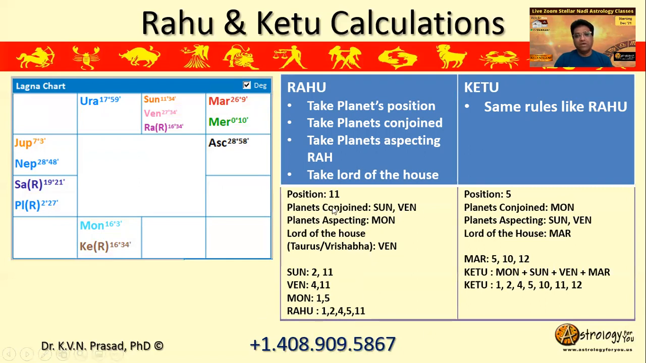Okay. So now let us come to Ketu. Where is Ketu located? Ketu is in the 5th house from this, 1, 2, 3, 4, 5. So you write 5. Then planets conjoined with Ketu, Moon. You write Moon. Planets aspecting Ketu: what are the planets aspecting? First you take the 7th aspect, simple and straightforward. So Sun and Venus, you write Sun and Venus.